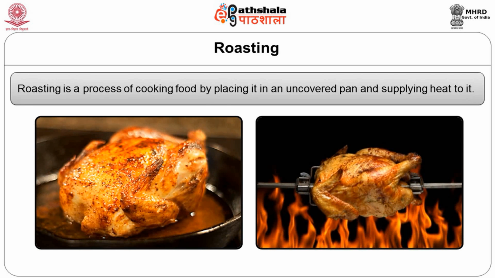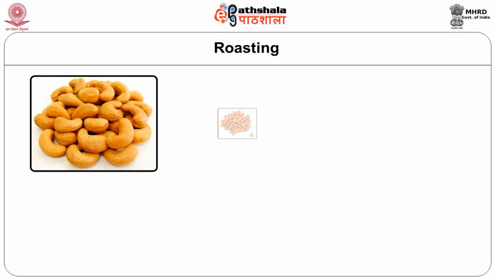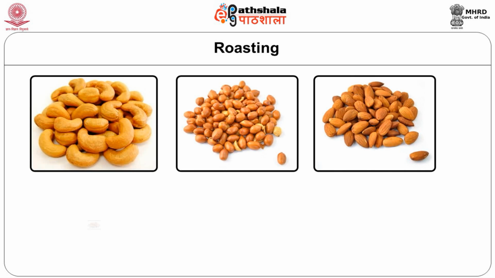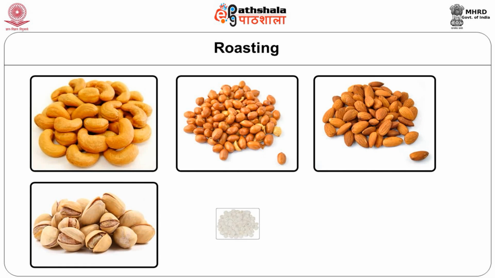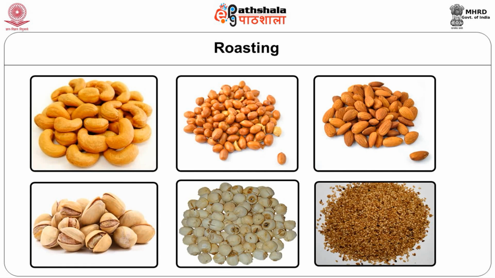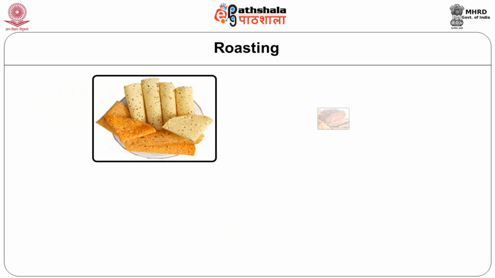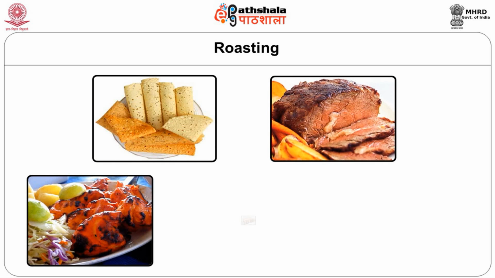Roasting is cooking on a glowing fire. While roasting, the food is put directly on the hot tawa, hot stand or hot fire and cooked. Cashew nuts, groundnuts, almonds, pistachios, lotus seeds and sesame are cooked this way. Papad, meat, chicken or paneer tikkas and chapatis are cooked in this way.